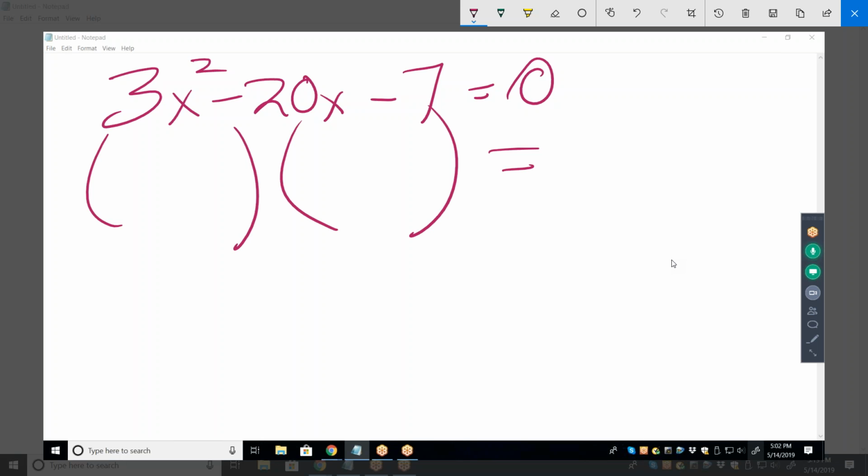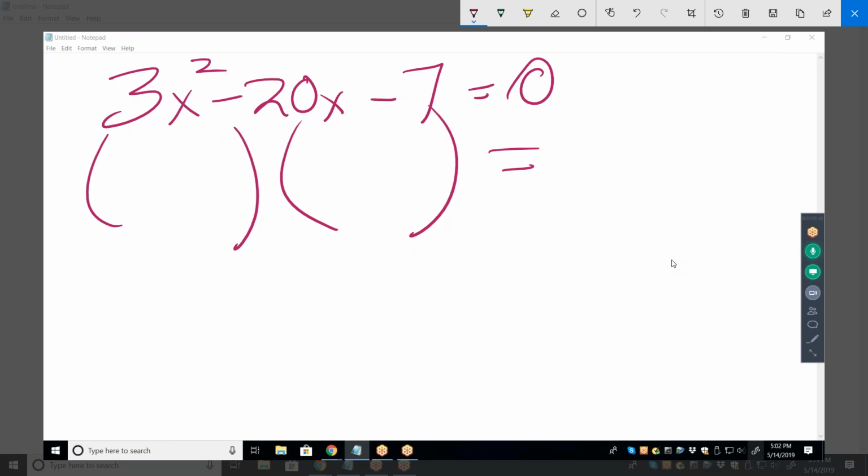How would I do this the way I was explaining it yesterday? You factor out 3? No, 3 can't. The only way you could factor out 3 is if these other numbers were divisible by 3, and they're not. So you can't factor out anything.